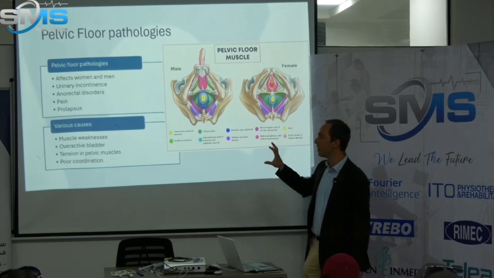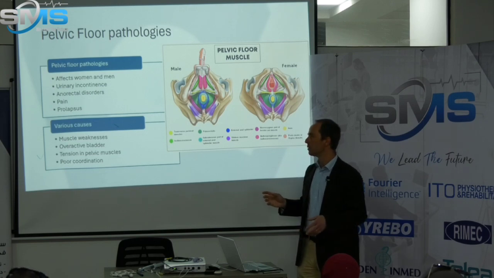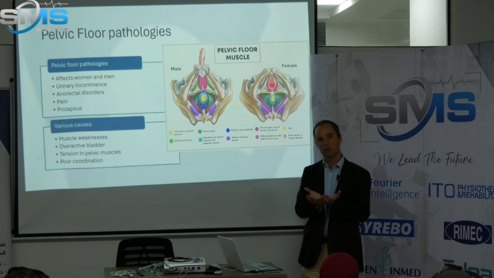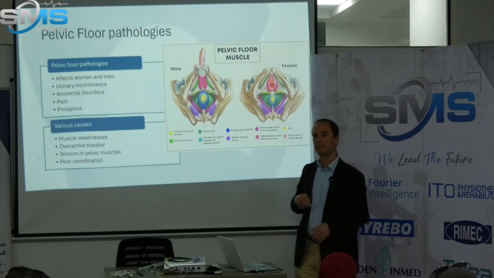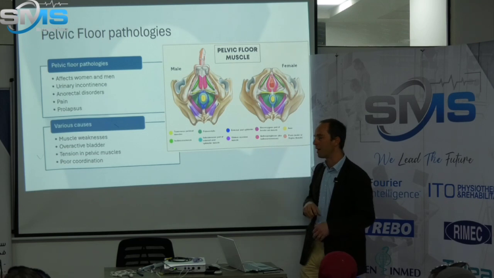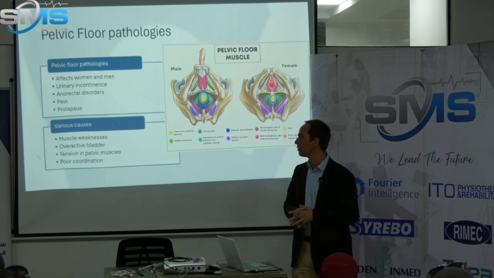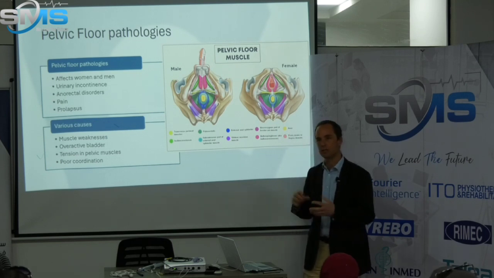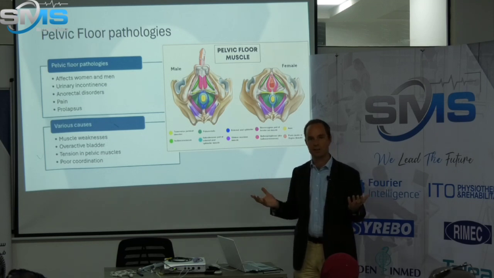There are various causes for these pathologies. The main one is muscle weakness. Your pelvic floor is often too weak. But on the opposite, we can have overactive muscles, like overactive bladder for urge incontinence. And you can also have tension in the pelvic muscles. And the last point is poor coordination, and that's very important because sometimes all your muscles are working correctly separately, but together they're not doing the right things.